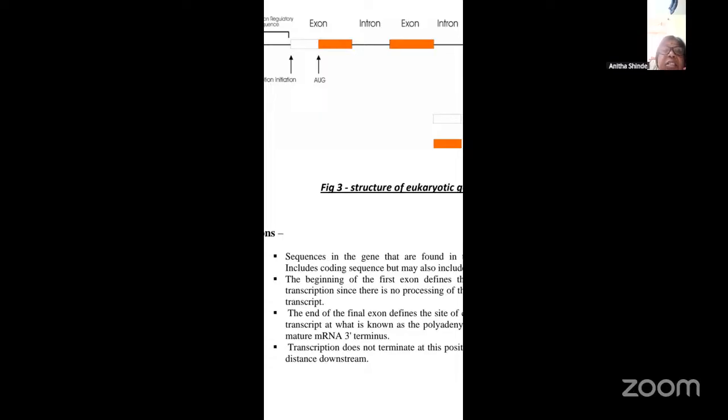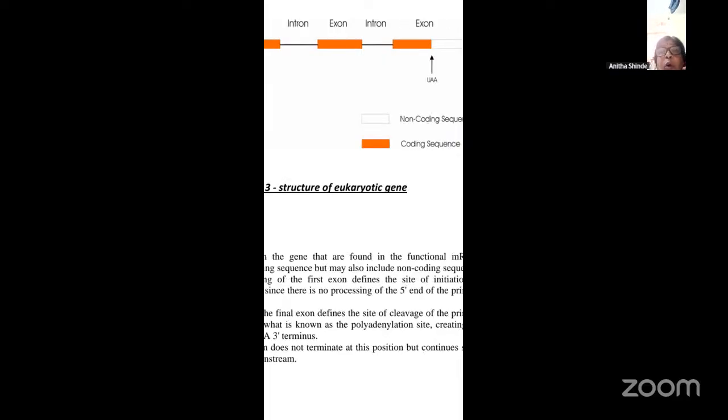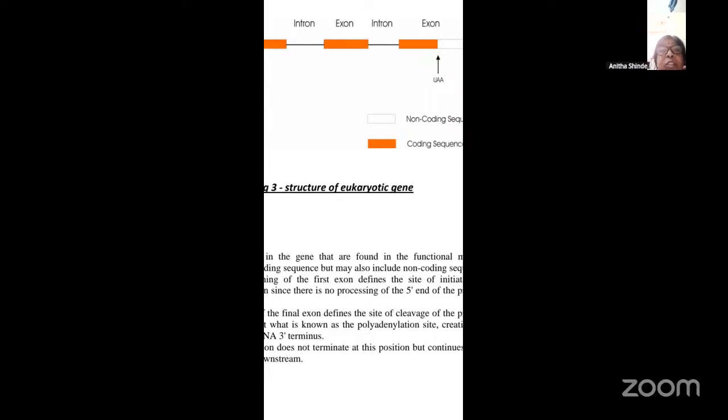They are the gene sequences which are found in the messenger RNA molecule. It includes coding sequence. Just now I have told you it includes, because this color indicates the coding sequence. So it includes a coding sequence, but may also include non-coding sequence. Sometimes it also includes non-coding, but mostly it includes a coding sequence.